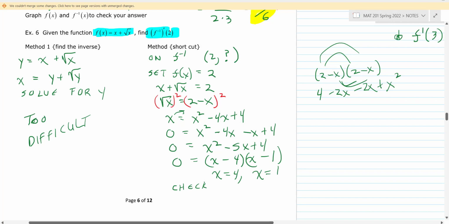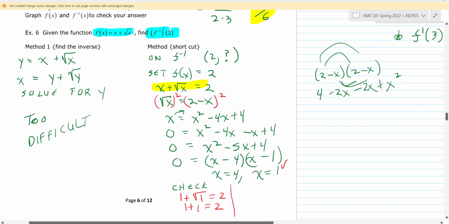So if I look at 1, the original equation that I was doing was this right here. So let's plug in the 1 and see if that works. You would have square root of 1, whoops, that's not right. Plug in the 1, so you'd have 1 plus the square root of 1 equals 2. Okay, so that works. So that's an answer.